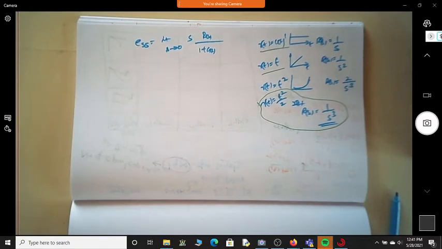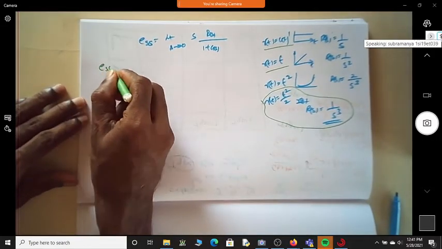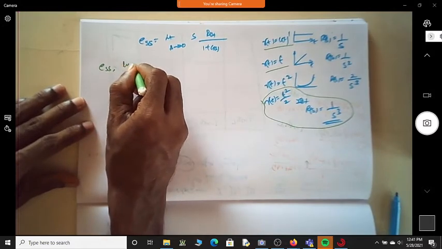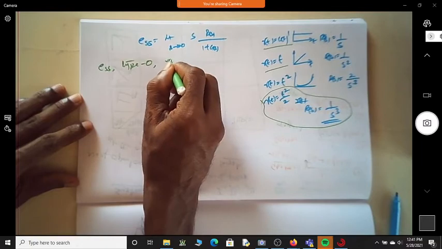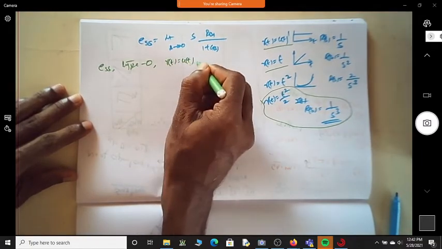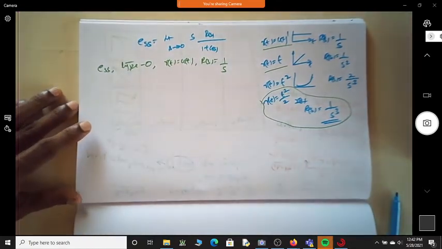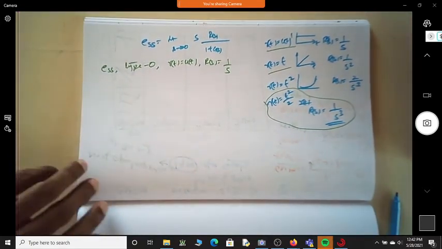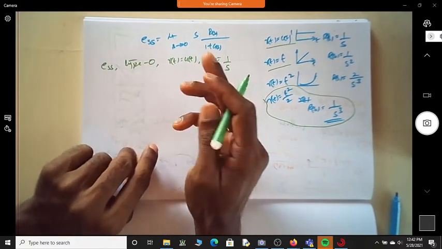Yes, sir. Correct? So now let us try to find out what is ESS for a type 0 system, and r(t) is equal to u(t), which results in R(s) equal to 1 over s. Yes, sir. Correct? So whenever you say type 0, it can be of any order.